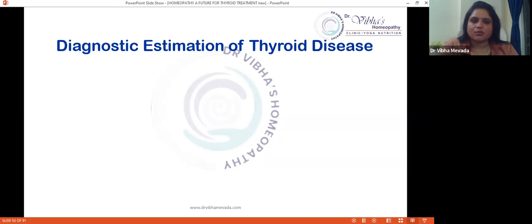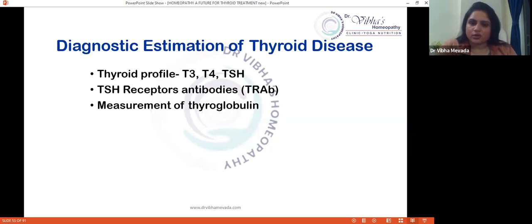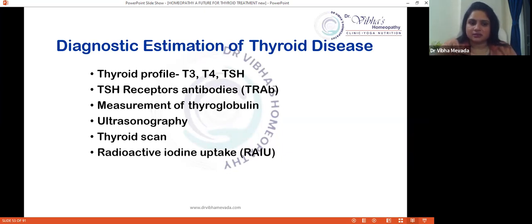Now, if we talk something more about thyroid disease, how can we get a diagnostic estimation of thyroid disorder? First is the thyroid profile by blood sample. Another is the TRAb, that is TSH receptor antibodies, measurement of thyroglobulin, and ultrasonography if there is swelling in the throat or goiter kind of symptoms. We can go through the ultrasound or thyroid scan, and either with RAIU, radioactive iodine uptake.